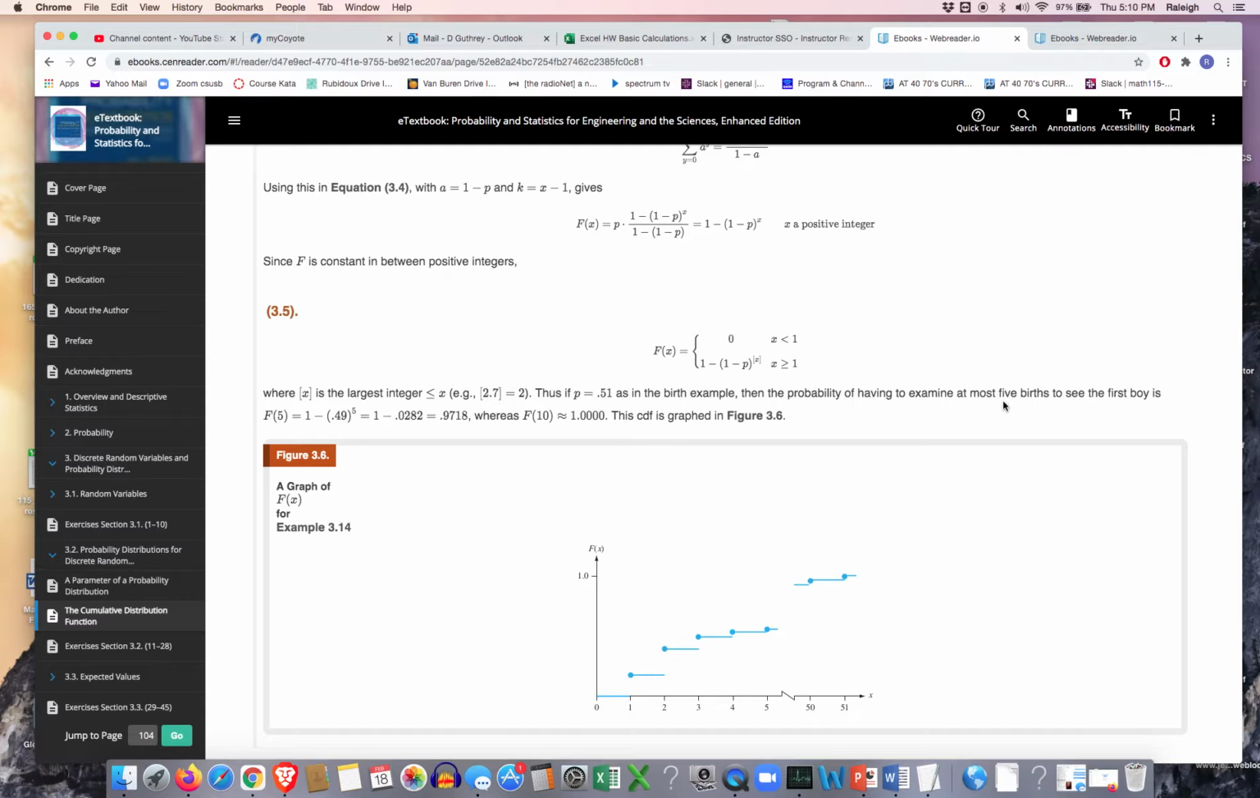And to examine at most 5 births, you could then take a look at the 5, a cumulative function, is what we're looking at. And 1 minus 0.49 to the 5th happens to be 1 minus about 3%, around 97%. When you get out to 10, it's virtually 1. To 4 decimal places, it just rounds to 1. And strangely, they decided to cut ahead to the 50. I don't know why they would do that.